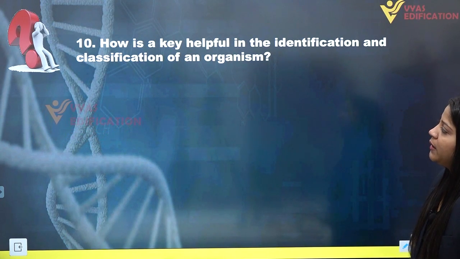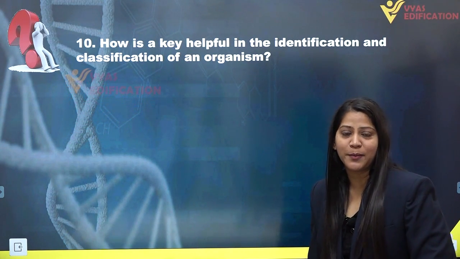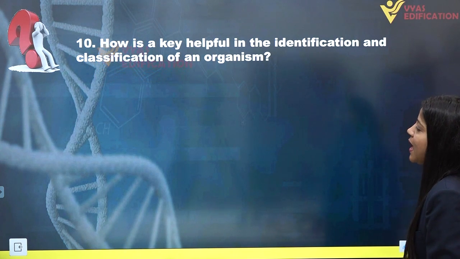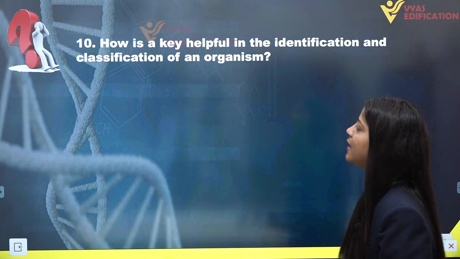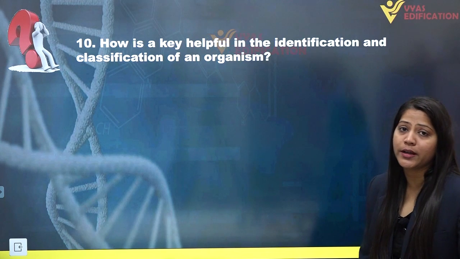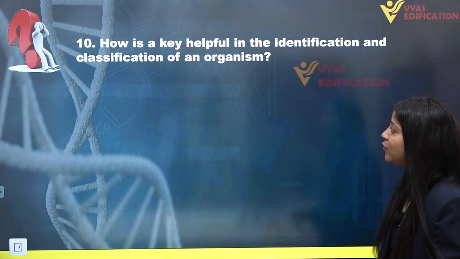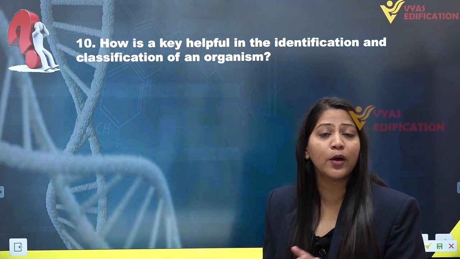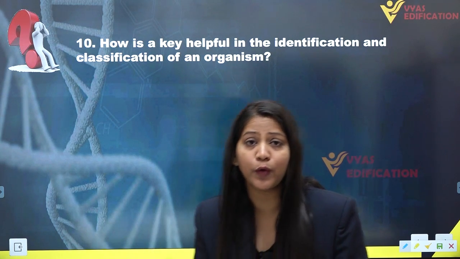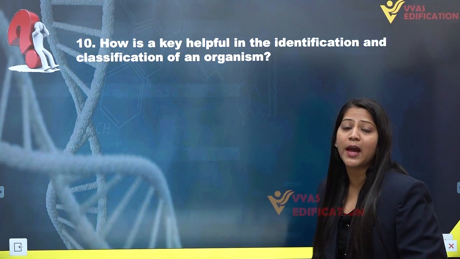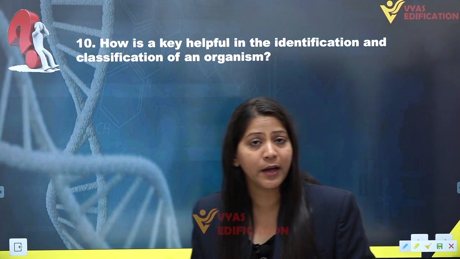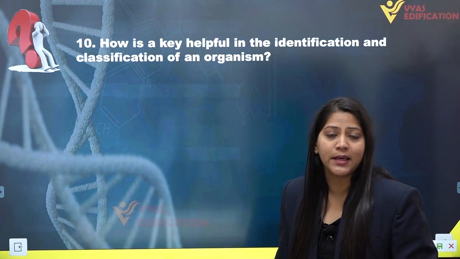Now we have question number 10, which is the second last question of this chapter, that is, how is a key helpful in the identification and classification of an organism? So first of all, we need to understand what a key is, then we are going to talk about how it is useful to identify an organism or to classify an organism. Alright, so what do you understand by key?